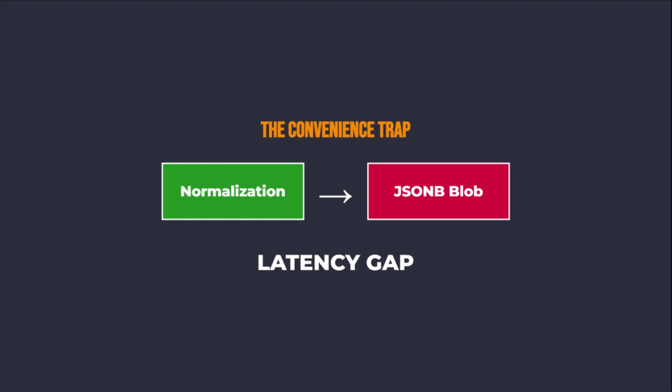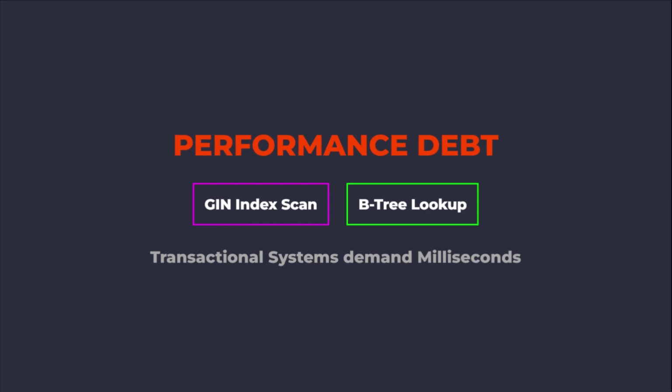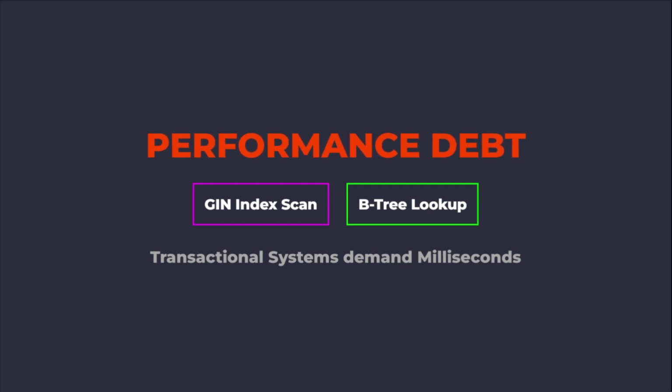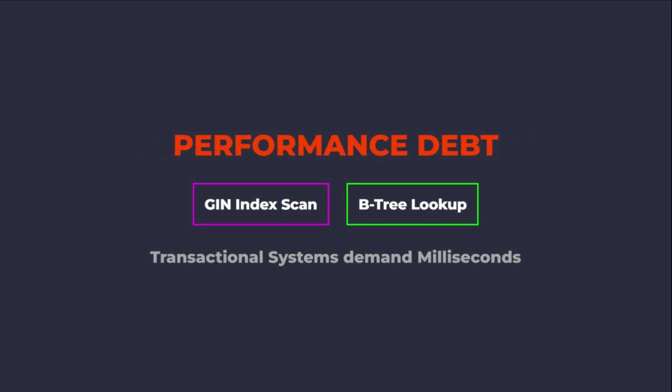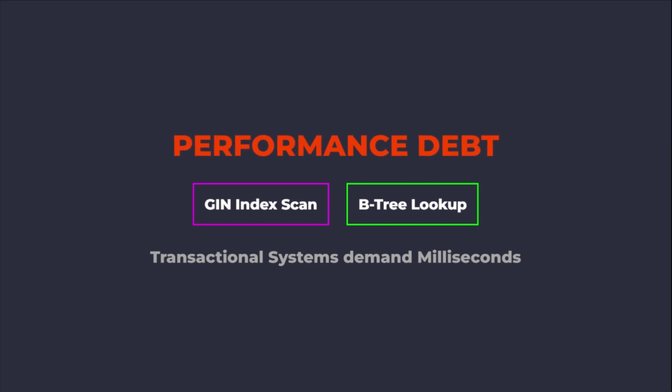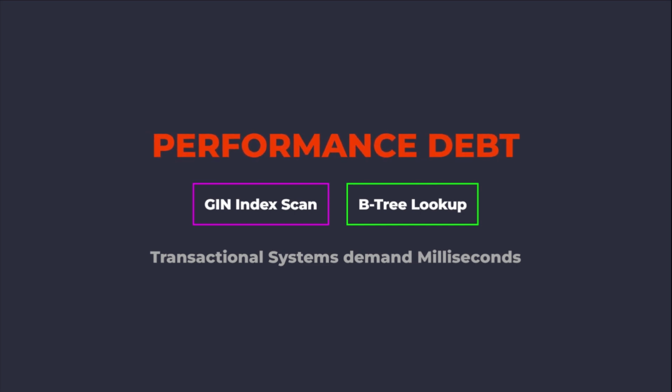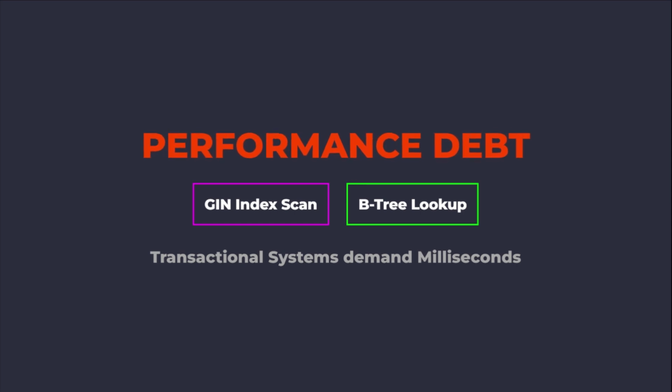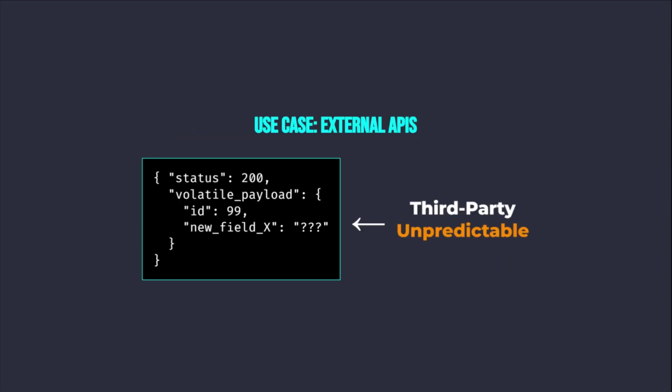The perceived ease of adding a new attribute to a JSONB column bypasses the crucial database design step of normalization. This trade-off is not about convenience, it is about latency. When dealing with high-volume transactional systems, the millisecond difference between a B-tree lookup and a JSON index scan on JSONB paths becomes critical. We must analyze the access patterns before committing to the document model within a relational database. The flexibility of JSONB is a performance debt if not managed correctly.